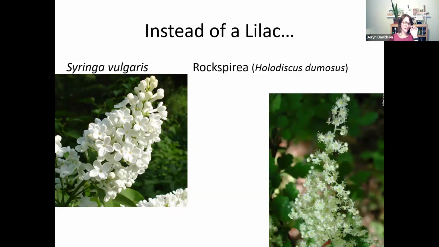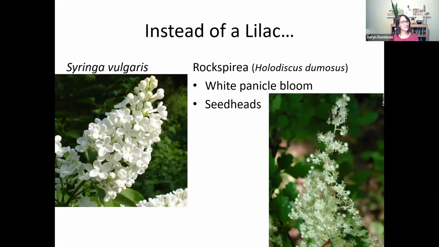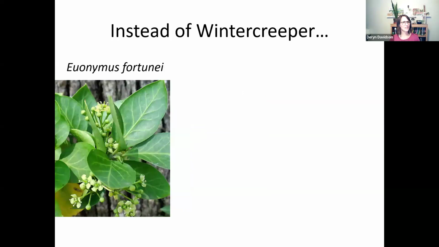a really great alternative is rock spirea. This is a native shrub. Gets that same white panicle bloom. They have really interesting seed heads. So you're getting multi-season interest, not just the flowers. They can handle some shade, which is nice. It's hard to find plants that bloom and can handle some shade. And they're very xeric, so really don't need a lot of water at all.